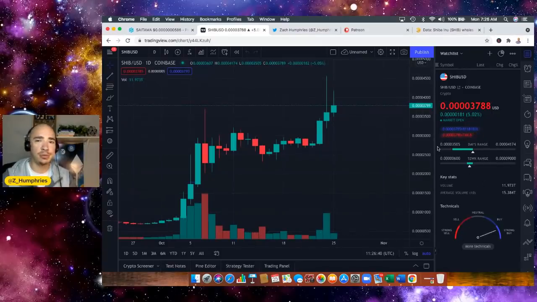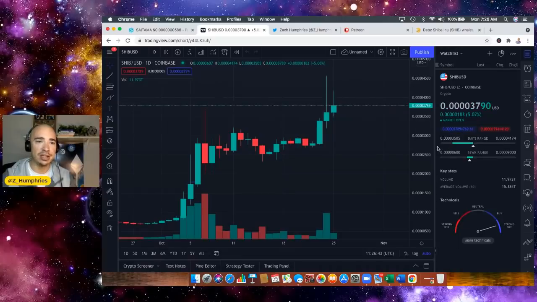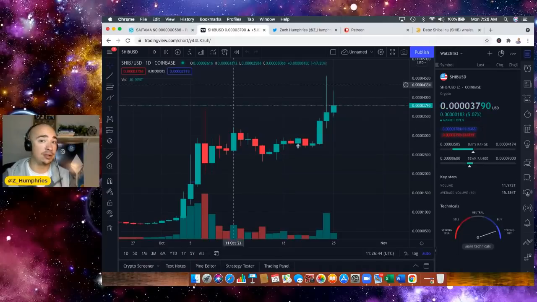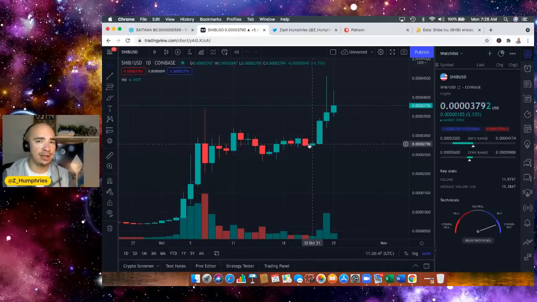The Shiba Inu community is continuing to enjoy these gains. Saitama is crushing it right now too. So many great things happening.